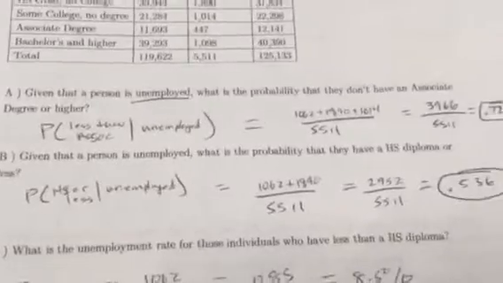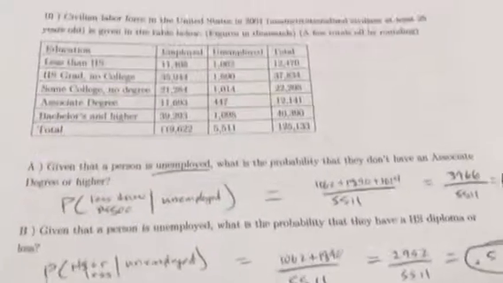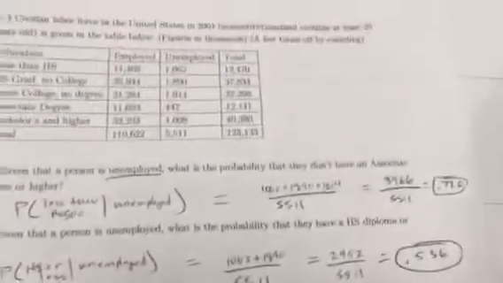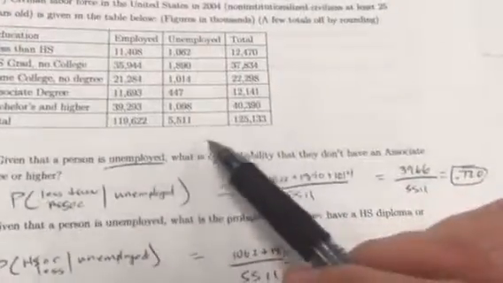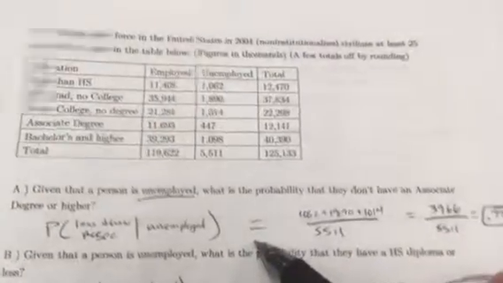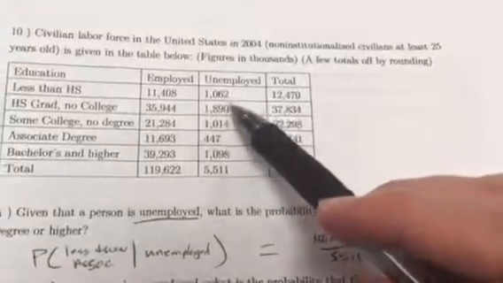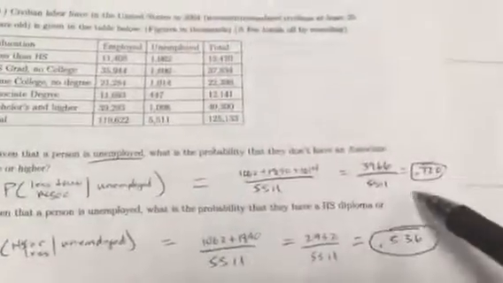Given that a person is unemployed, what's the probability they don't have an associate's degree or higher? So look in the unemployed one, 5511, and they have less than associates. That would be this plus this plus this. All right, there you go.